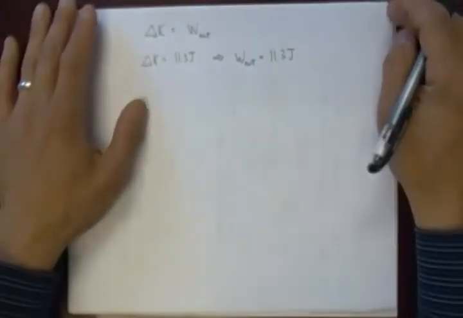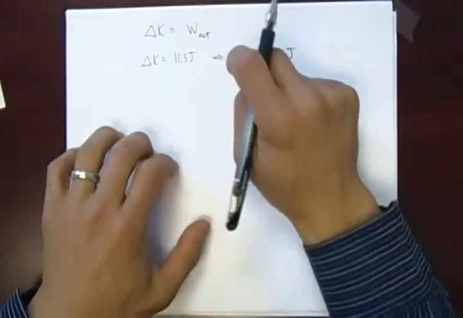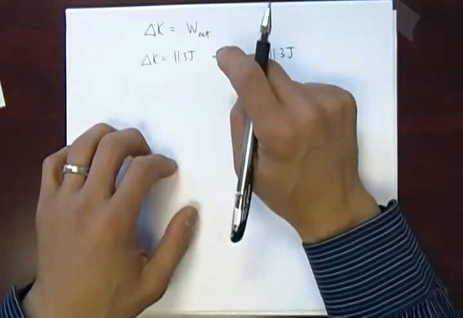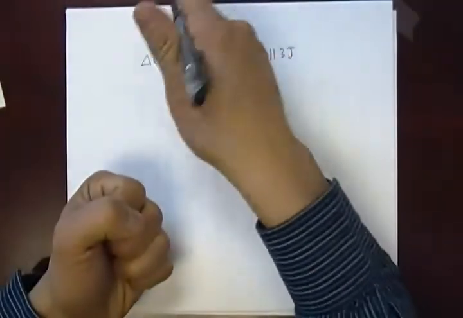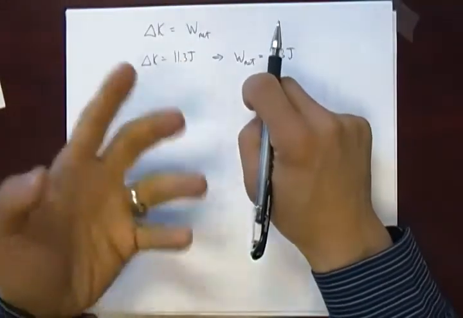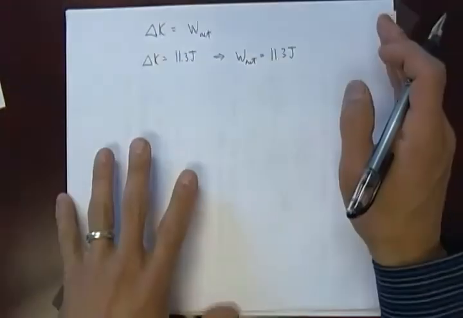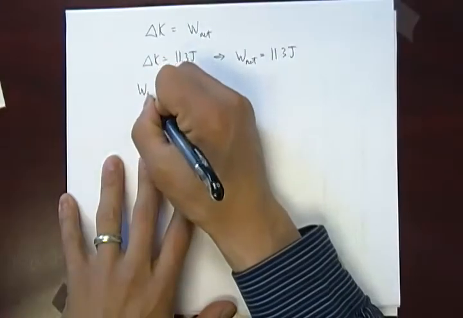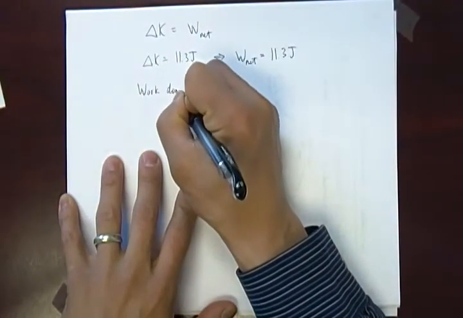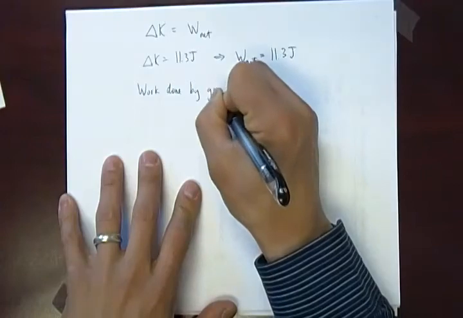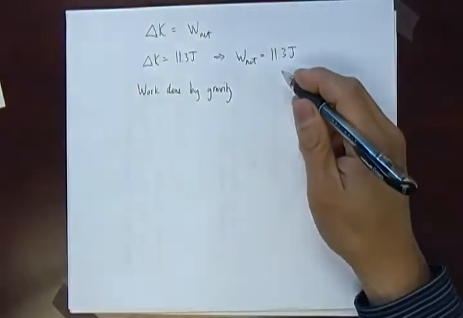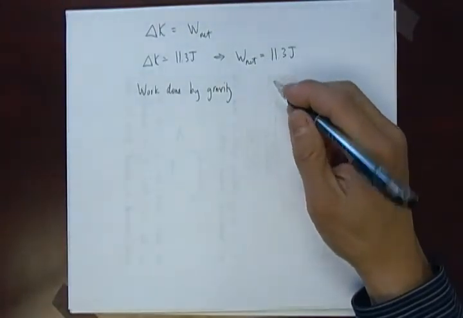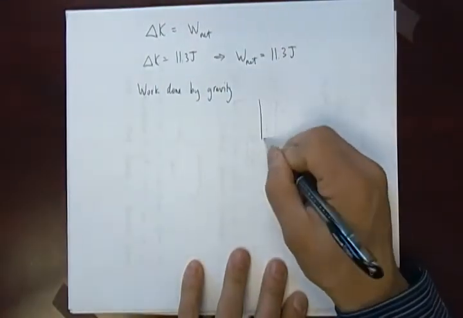When you use this work energy principle, you have to remember this is the work done by all the forces together, so you're going to have to split apart the work done by each individual component. The work energy principle only gives you the total work done by all the forces together. So now let's do the work done by gravity. We're going to have to do a separate calculation for this. Let's draw a picture.